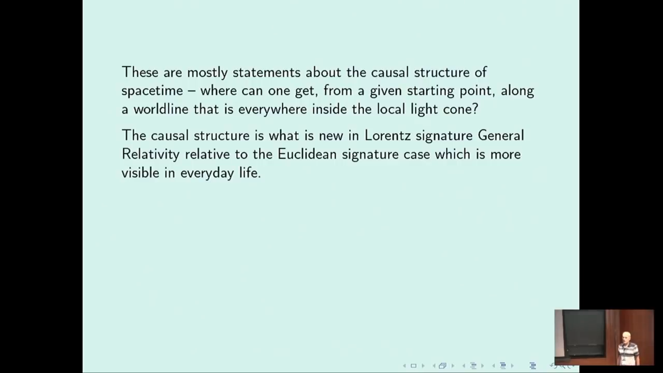So the causal structure is really what's new in Lorentz signature compared to Euclidean signature, which is more visible in everyday life. Since our everyday experience is non-relativistic, we're all quite familiar with Euclidean geometry in 2 or 3 dimensions. And curvature is easy to visualize, at least in 2 space dimensions. But what's new in Lorentz signature is the notion of causality and the constraint to travel inside the light cone. So the implications of this are basically what the 2 lectures are about.